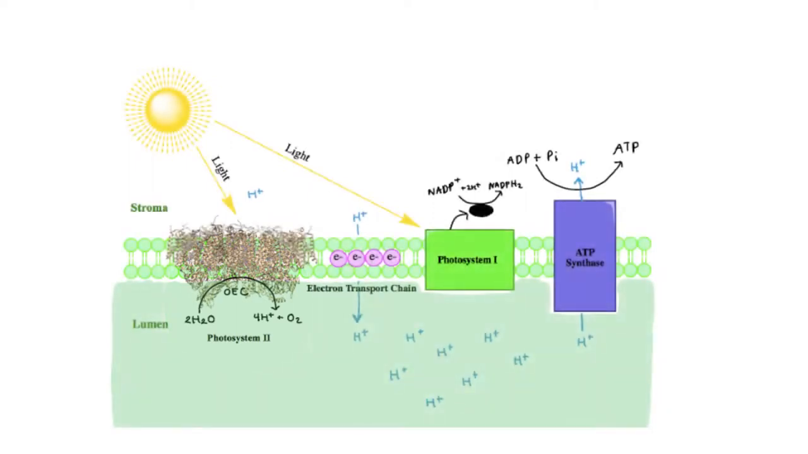The electrons are used to pump the hydrogen ions across the membrane and are transferred through the electron transport chain to photosystem I. The final fate of the hydrogen ions is to power up ATP synthesis, and the final fate of electrons is to be placed in the carrier molecule, NADPH.